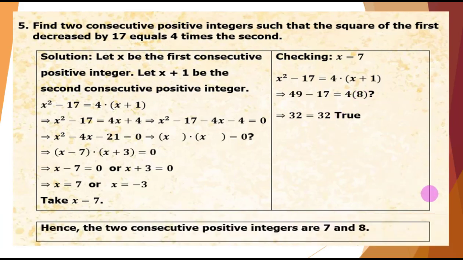So what are those two consecutive positive integers? Well, we have here 7 and 8. This solves our problem in number 5. We move on to number 6.